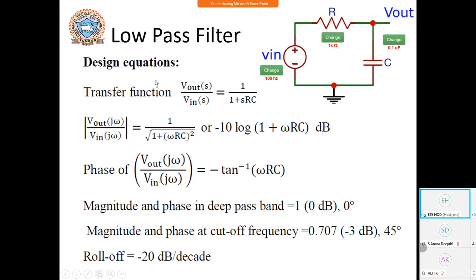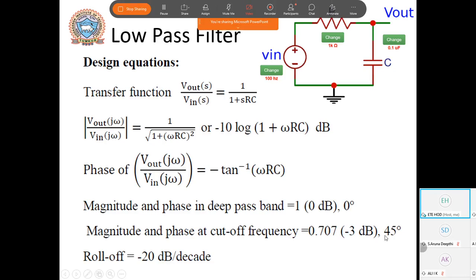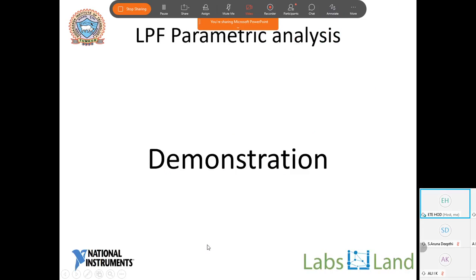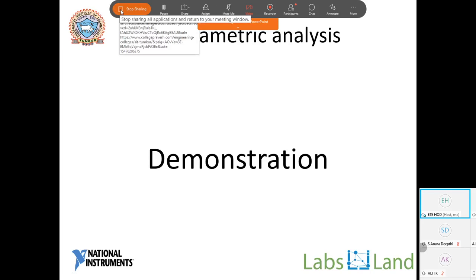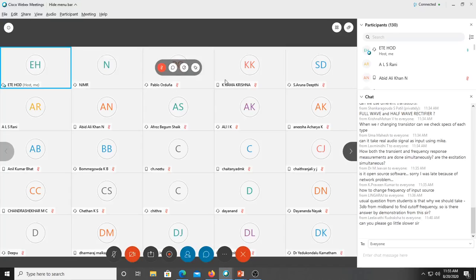Of course, you can see these are the equations we are talking about in terms of the low pass filter. So we have this transfer function, a magnitude equation, a phase equation, and then these are the typical ideal gain and phase. So it is 0 dB and 0 degree, and at the cutoff the magnitude is -3 dB with 45 degree phase shift. Of course, for low pass it is -45, and roll off is -20 dB per decade. So we can certainly see the demonstration of this particular low pass filter, and then we try to analyze.